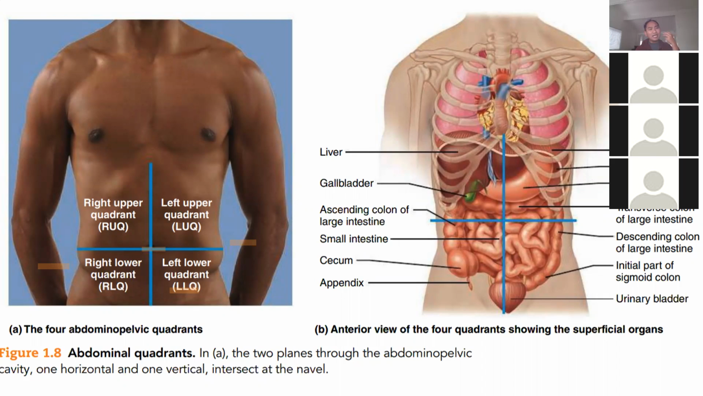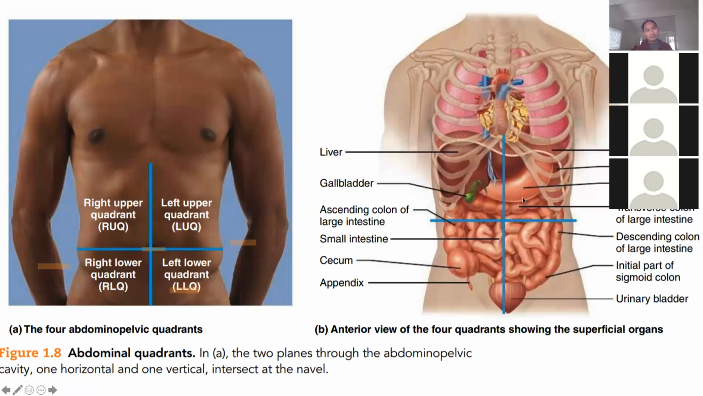Because it tells us what is underlying in which area. So let's say you are examining a patient, and you put your hand in the right upper quadrant, and you feel something, like a lump in that region. Then you will say, hey, right upper quadrant swelling, it could be coming from the gallbladder, it could be coming from the liver. That's it.